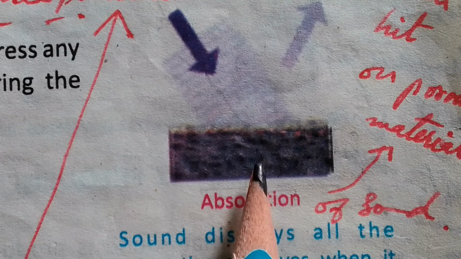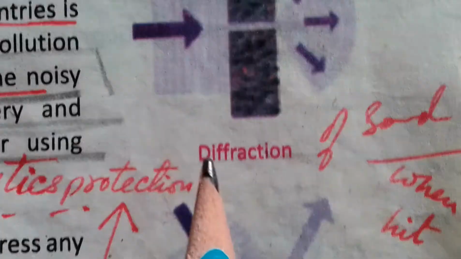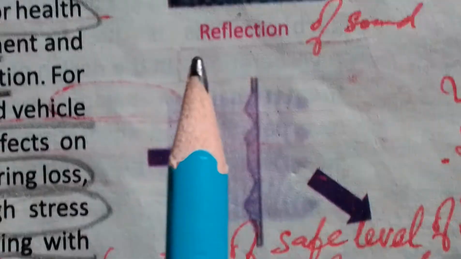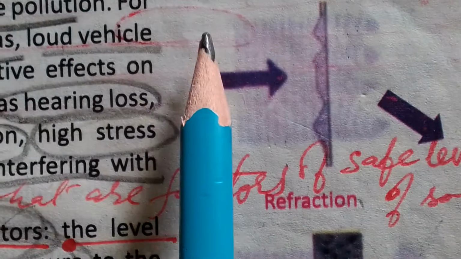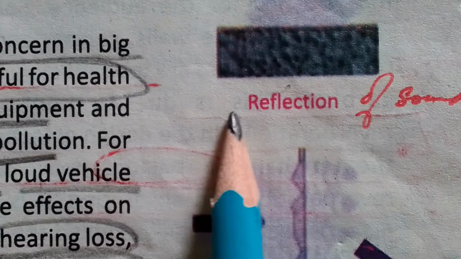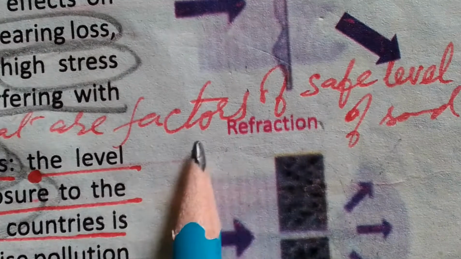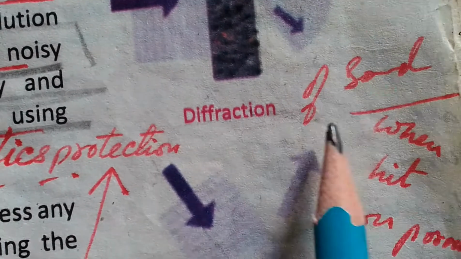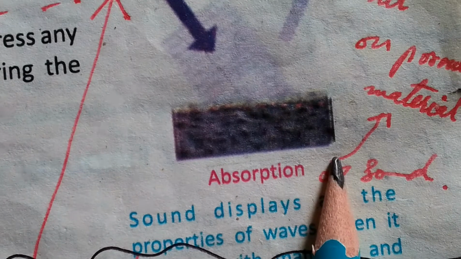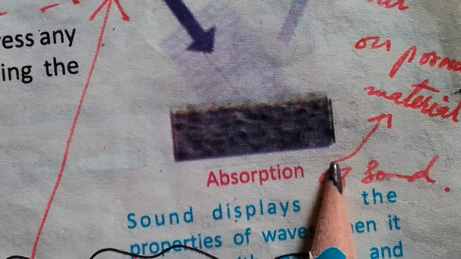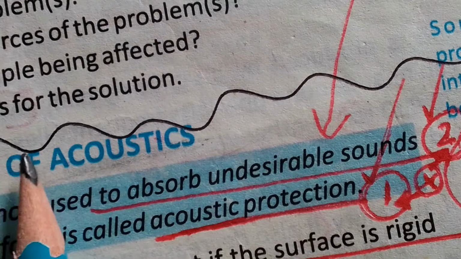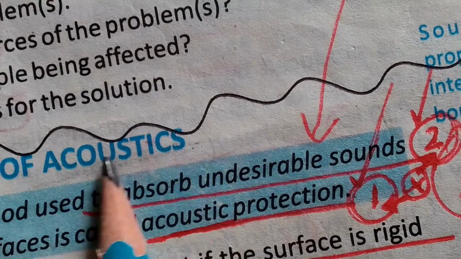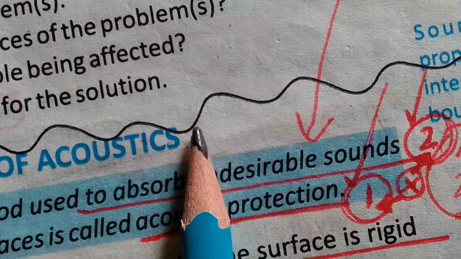And there, these 1, 2, 3, and 4 definitions are completed. You just have to define these 4. What is reflection? What is refraction? What is diffraction? And what is absorption? Next day we will study another topic, which is acoustics. So just define acoustics over here.